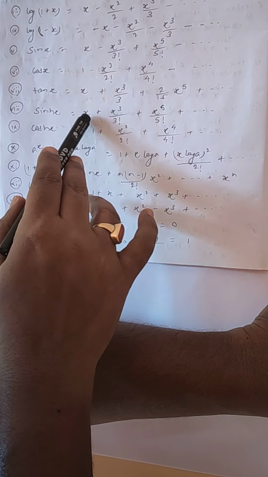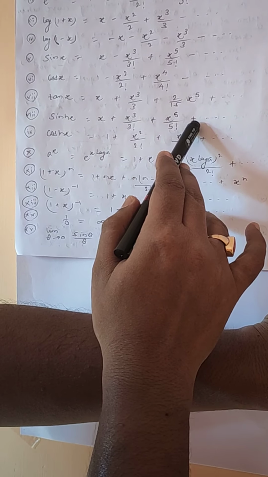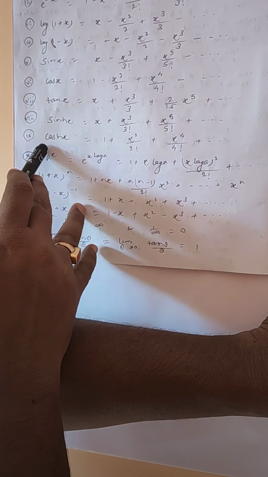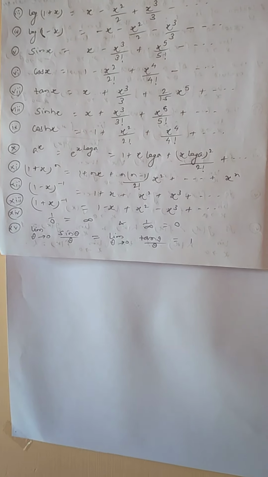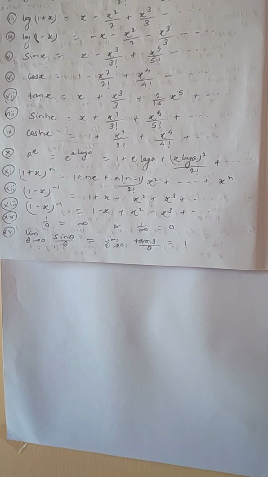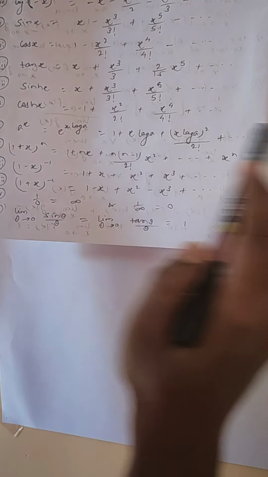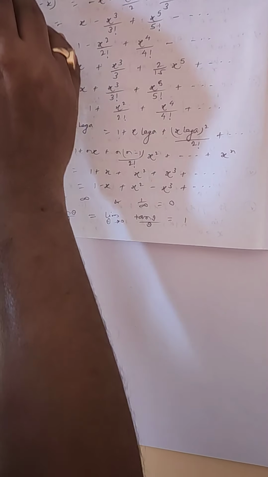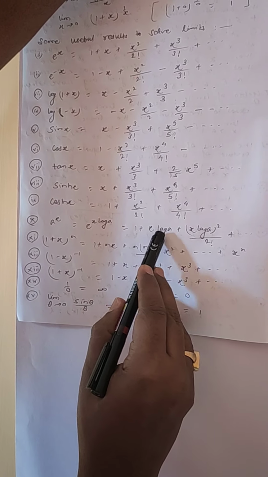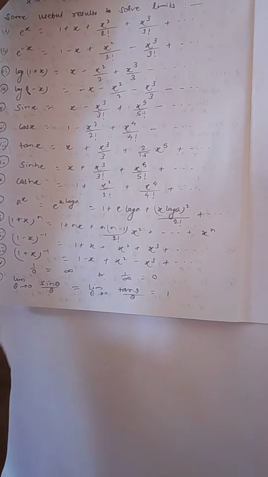Sinh x = x + x³/3! + x⁵/5! + ... infinite terms. Cosh x = 1 + x²/2! + x⁴/4! and so on. a^x equals e^(x log a), and now we can expand using the result for e^x. We get 1 + x log a + (x log a)²/2! and so on.